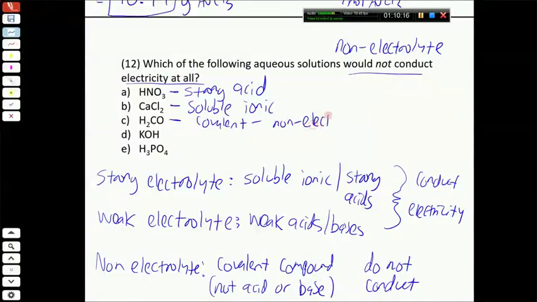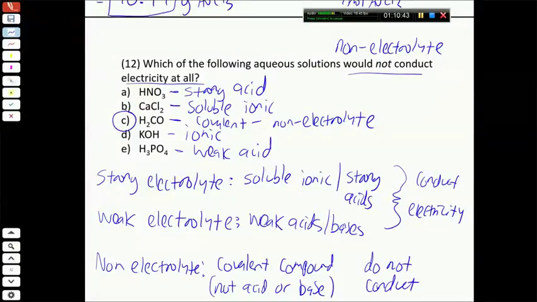Let's check the other two to make sure. KOH is a strong base, but it's also classified as an ionic compound. So when it dissolves in water, it gives electrical conductivity. And then H3PO4 is not a strong acid, but it is an acid, and it's a weak one. And so this would at least conduct electricity a little bit when it's dissolved in water. So of these 5 answer choices, the only one that is completely non-electrolytic is going to be choice C, H2CO.